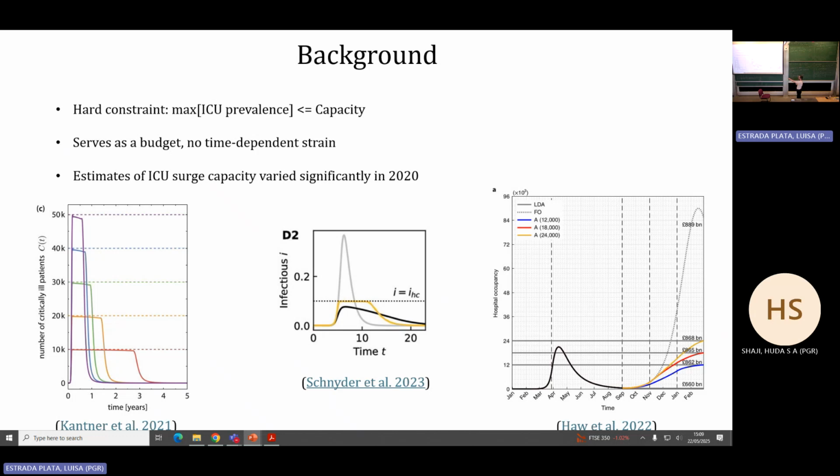So this interpretation of a constraint is really a budget. There's no penalty for just coming up to it but not exceeding it. So it's not really policy friendly at reflecting the harm of having very long sustained periods of time where we're very close to saturation.